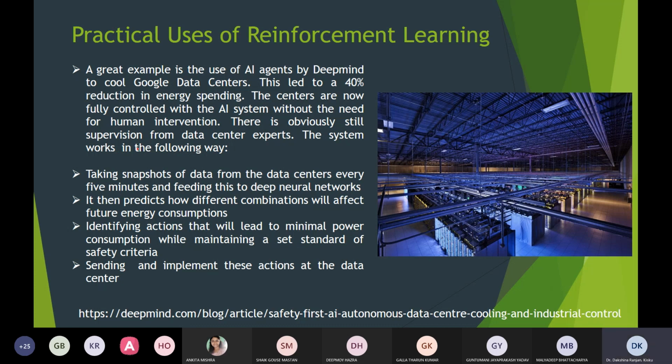Now, how does DeepMind work? Initially they take snapshots of the data from the data centers every 5 minutes, and then feed this data to deep neural networks. Then it predicts how different combinations will affect the future energy consumption. The different combinations will be generated by the DeepMind tool, and then it will try to find the best possible combinations that will affect the future energy consumption.